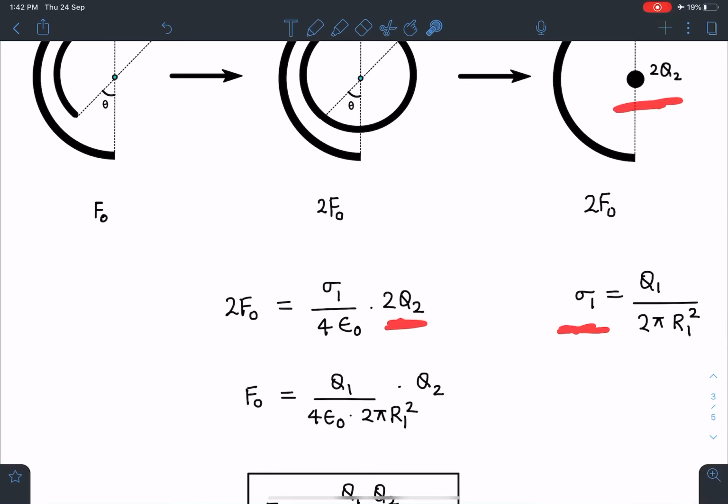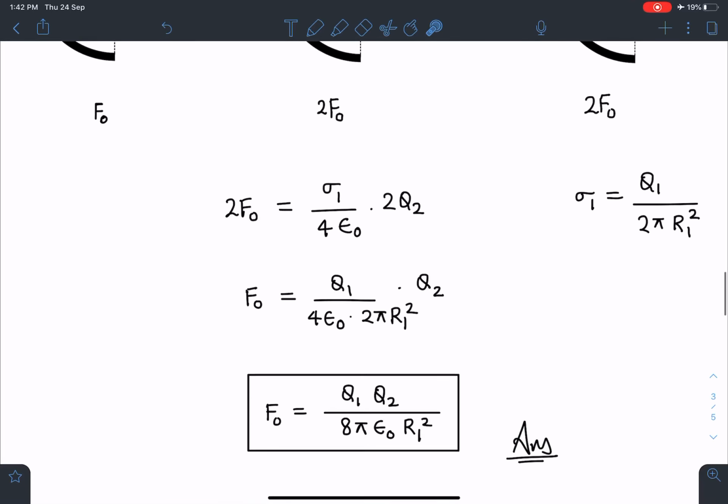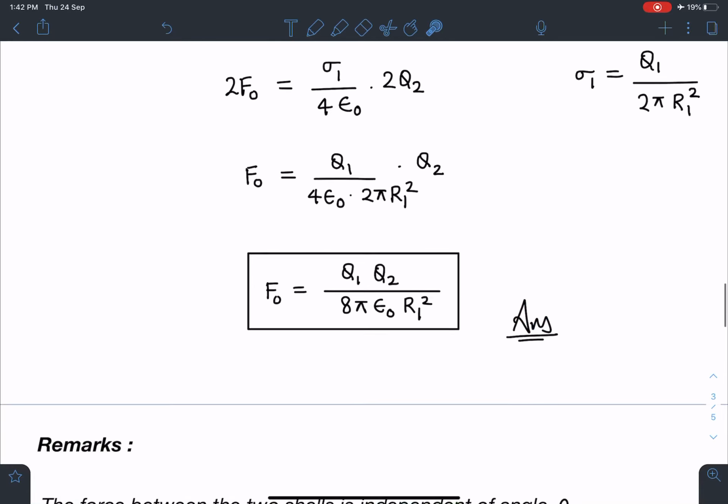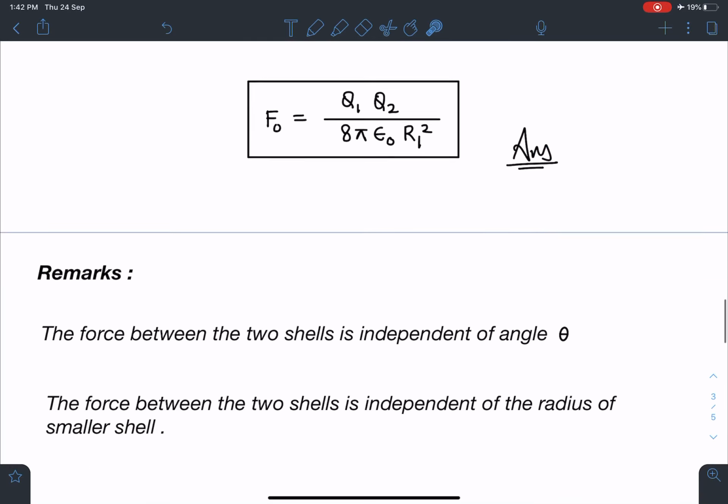Sigma 1 value is Q1 by 2 pi R1 square, charge per unit area. So when I substitute these values, I am going to get this answer where F naught comes as Q1 Q2 by 8 pi epsilon naught R1 square. This is going to be the answer for this problem. And if you see in the remarks, it's a very interesting result.